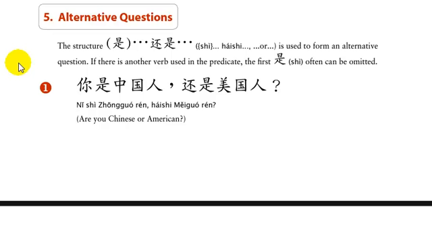Okay, you learned how to offer alternative questions. Is it this or is it that? Is it A or is it B? So you learned the structure 是…还是…. So here are some examples. 你是中国人还是美国人? Are you American or Chinese? Pretty simple.